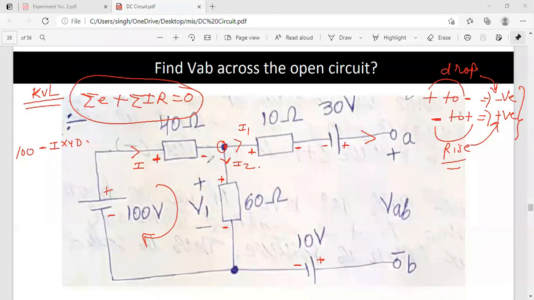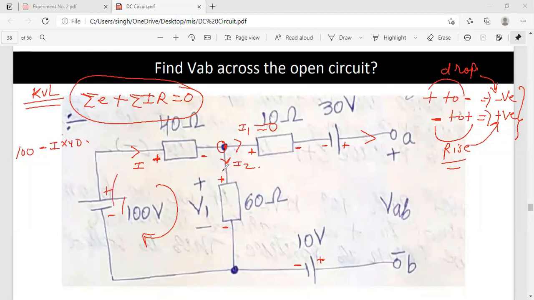So that means I am talking about the same current that is flowing in this circuit. I amount of current will entirely flow in this circuit, because this is an open circuit, so this I1 will become 0. So this I is nothing but this I2. So all current will flow in this circuit.